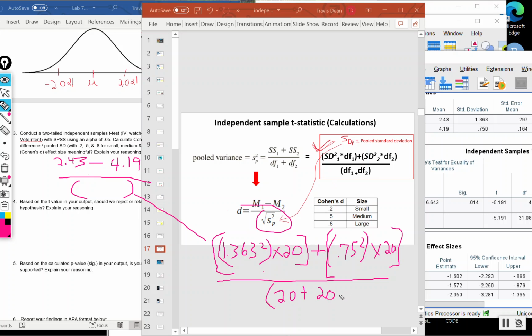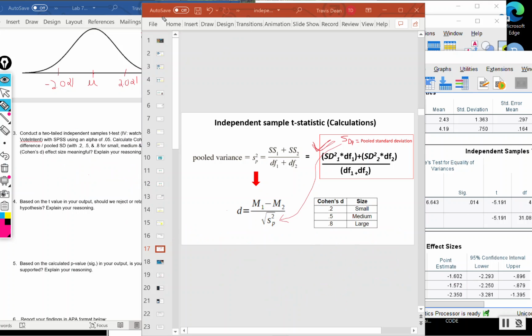And when you do this, what you should be getting is this value right here. That would be your Cohen's d. That's this part right here. Calculate the Cohen's d. And then you should get this answer right here. You can just double check your work.